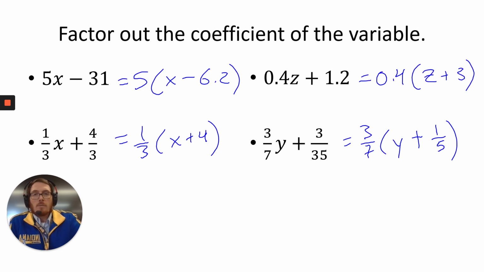Here are the 4 answers. Most common mistakes, realizing that you can have decimals and fractions inside of these parentheses. Let's look at this one here, 3/7, put it out front, and then y plus 3 over 35 divided by 3/7 would be 3 over 35 times 7/3. And that's where the plus 1/5 comes from. Also, don't forget if there's a minus sign, it should be a minus sign in the parentheses. And again, the goal is that these should look like distributive property questions at the end. That's what it means to be in factored form.